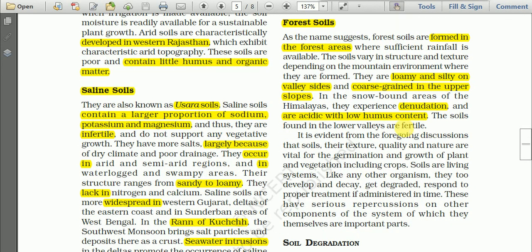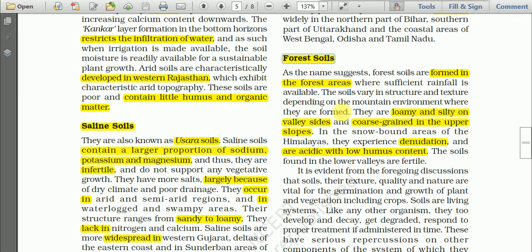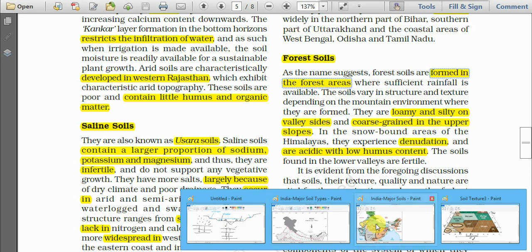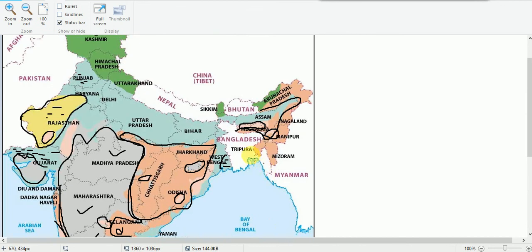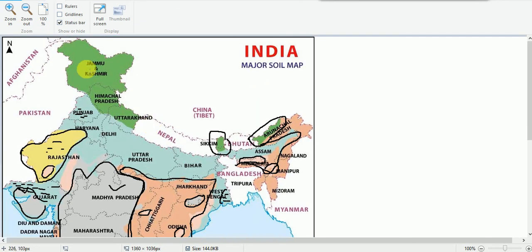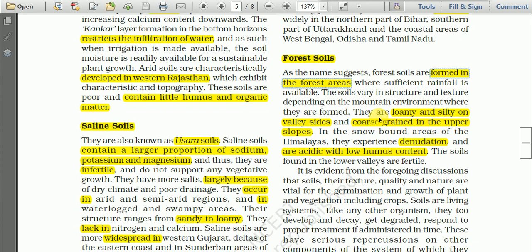And the last type of soil is known as the forest soils. As the name suggests, these forest soils are formed in the forest areas where sufficient rainfall is available. So we may locate it. Just see here, the green color represents forest and mountain soils. So we find forest and mountain soil here in Sikkim, then the northern part of Arunachal Pradesh, then Jammu and Kashmir, then Ladakh, Himachal Pradesh, Uttarakhand. So in these areas we find these forest and mountain soils.